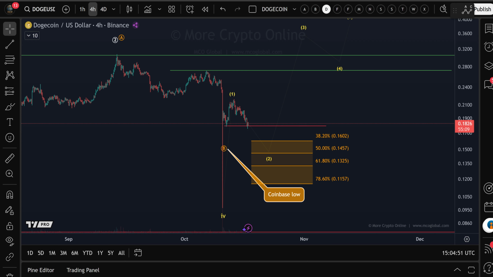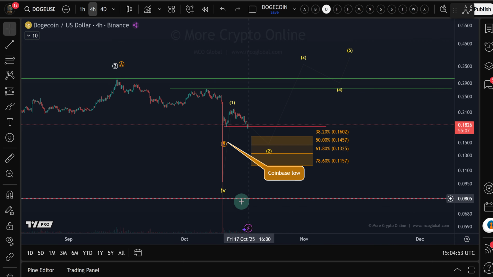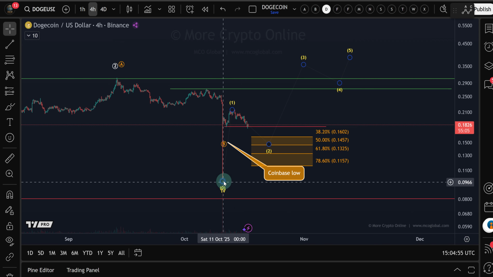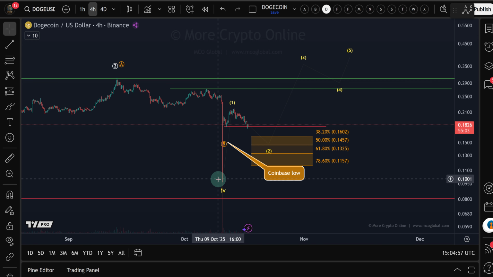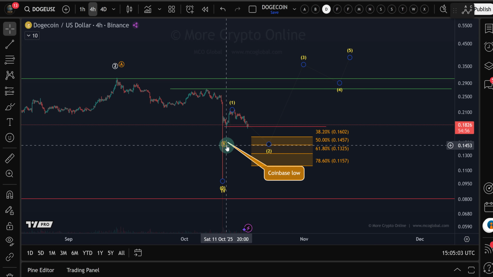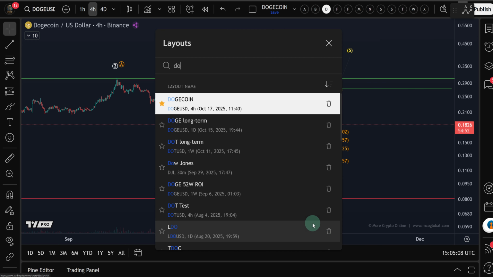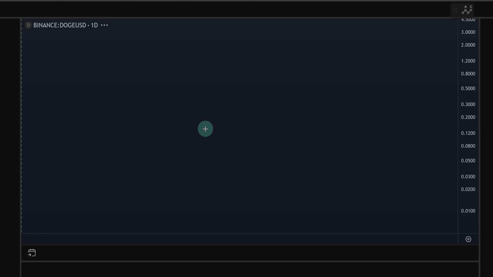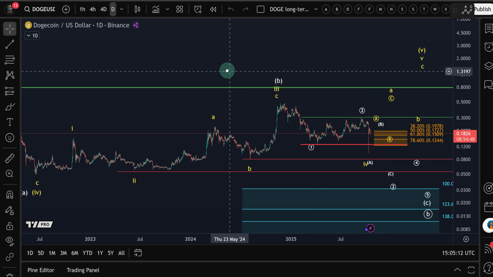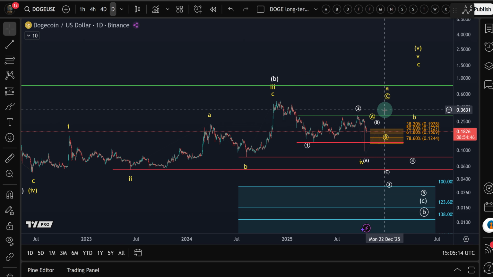So the idea is we might have bottomed, obviously, here on the 10th of October, right? But I mentioned in previous videos how problematic this entire structure is, and the overall larger time frame for Doge also, I have to say, doesn't look particularly healthy. You guys know that, all right? This does not really look like a healthy structure to the upside.